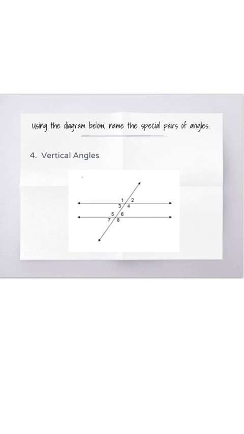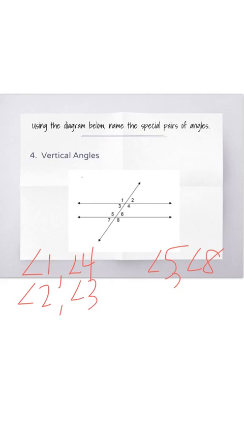Vertical angles. Remember that vertical angles only share the vertex. They make V's that point at each other. These could be angles 1 and 4, angles 5 and 8, angles 2 and 3, or angles 6 and 7.